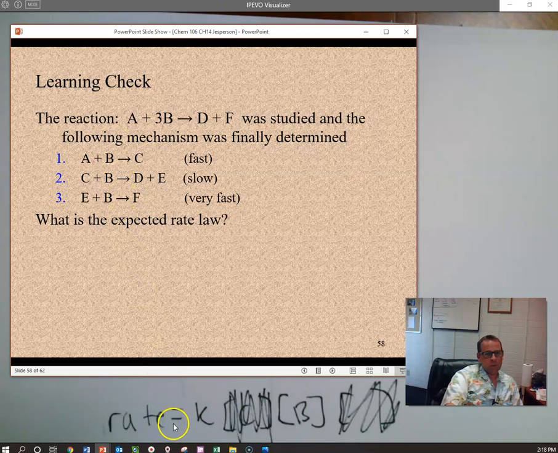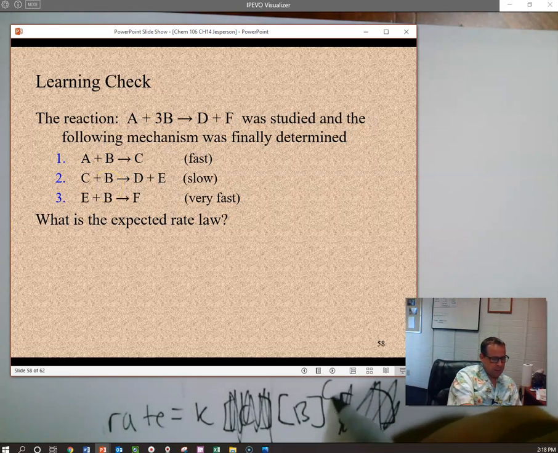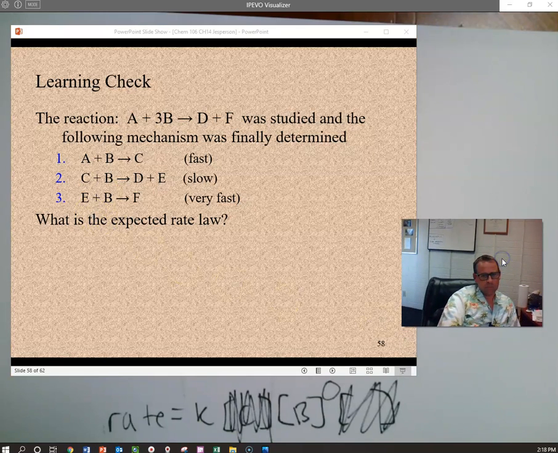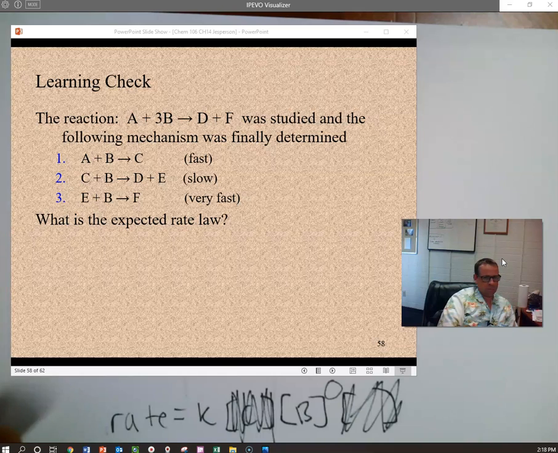Okay? So the rate is going to be dependent on B. We know that because it's the slow step here. We're not going to include C because that's an intermediate. But what about the order with respect to B? Jace, where do we get that exponent there? Honestly, I forgot. I don't know. I think we're not supposed to use the coefficient or the moles for 3, right? Or is it going to be like 3? I can't remember.